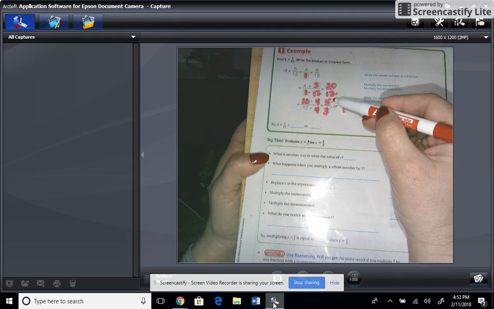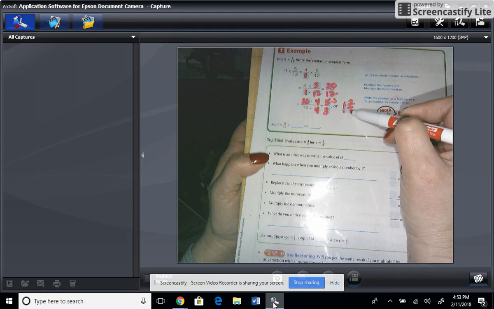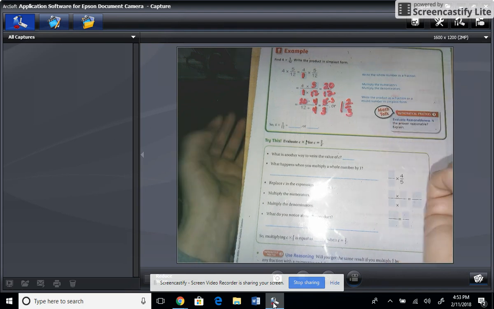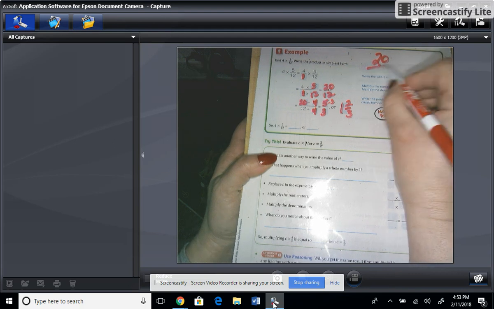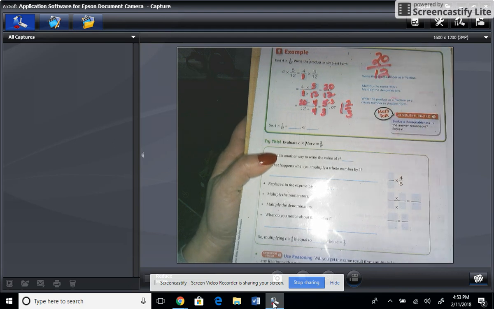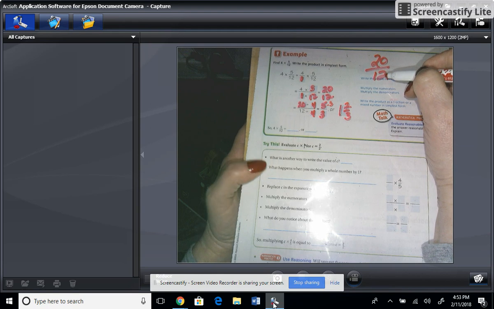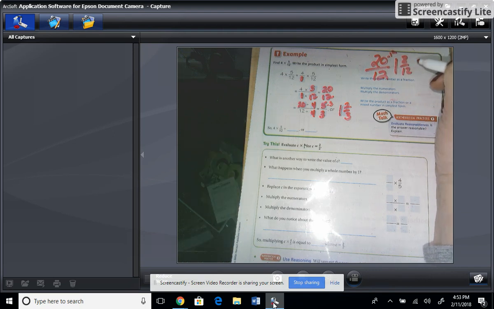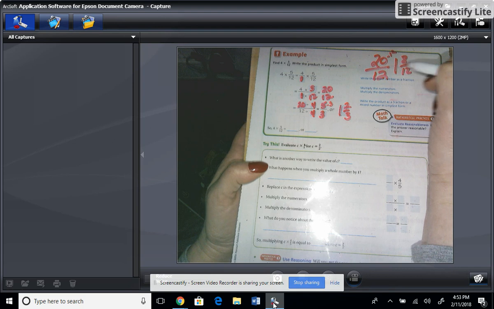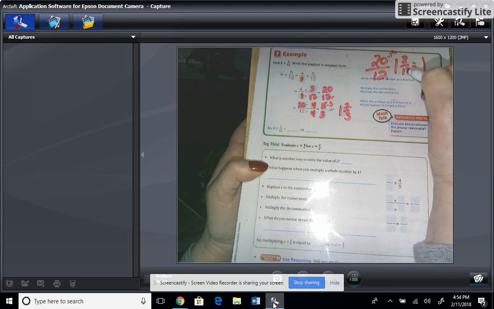So I said I would have done 20/12, and I would have changed it to a mixed number right then and there. I would have asked myself, how many times can 12 go into 20? 1, and minus 12, and I get 8/12. The difference is now I have to simplify yet. So 1, and then what can go into both of these? Well, I know 4 is a factor of both of these, so I'm going to divide them both by 4, and I get 2/3.